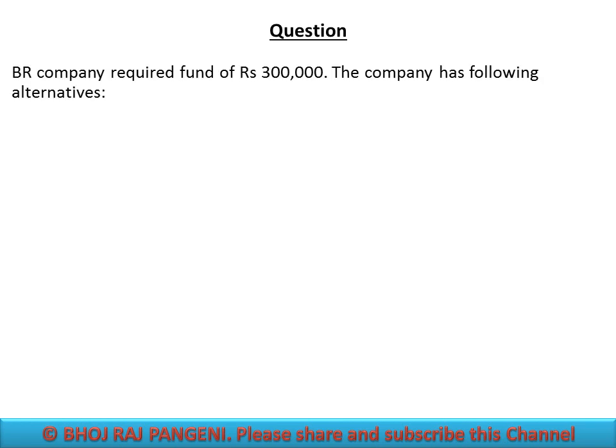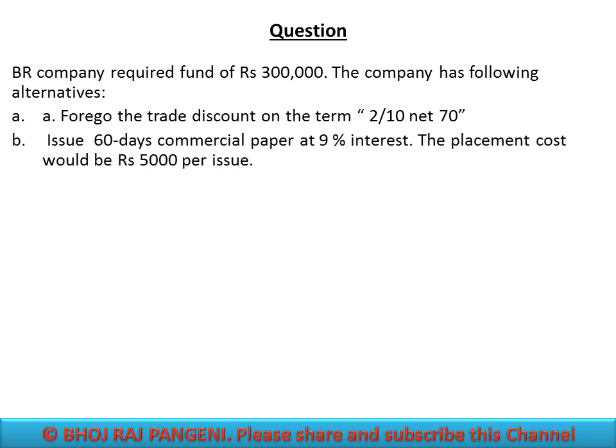Now, have a look at another question. BR company requires funds of rupees 3 lakh or 300,000. The company has the following alternatives: A, forgo the trade discount on terms 2/10 net 70. The terms are 2/10 net 70. B, issue 60 days commercial paper, or 2-month commercial paper, at 9% interest. The placement cost would be 5,000 per issue.